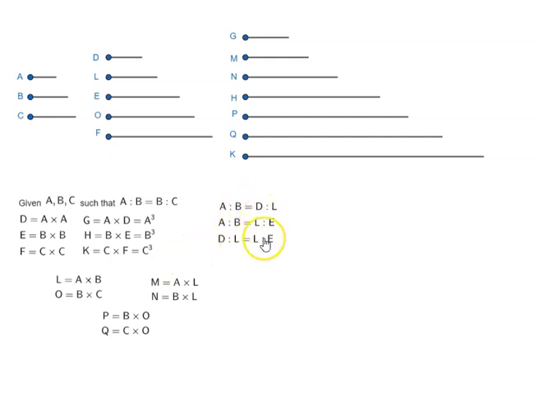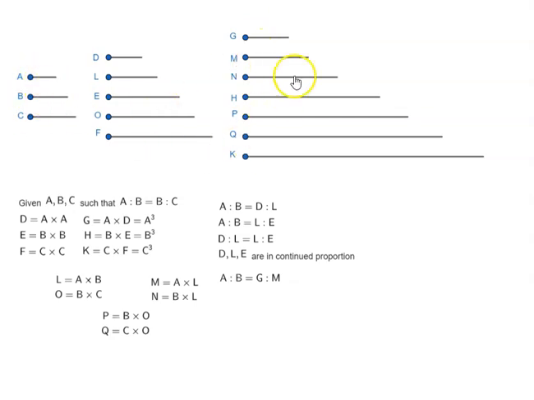So now here, what do we see? We see that D, L, E are in continued proportion. D is to L is equal to L is to E. Now, similarly, we can look at G, H, K and the numbers in between them. So here we are basically focusing on D, L, E first and then G, M, N and H.